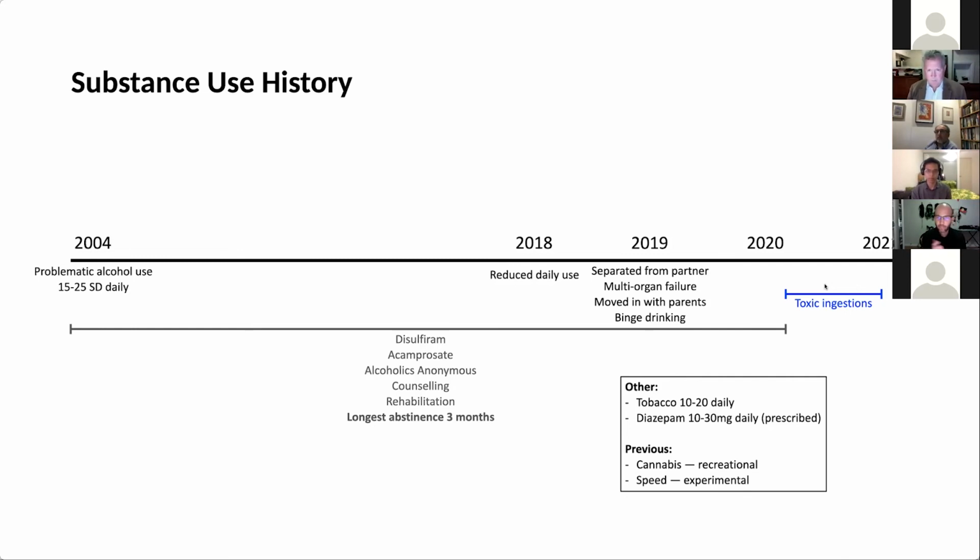During this time, a variety of different interventions were attempted: some medications, support groups, counselling, rehab, but the longest she was ever able to achieve any sort of abstinence was about a couple of months. In 2018, in response to some decline in physical health, she tried to cut down, but was still drinking every day. And in 2019, there were a few significant life events that prompted her to move in with her mother and stepfather, and finding herself unable to drink on a daily basis, she switched to a binge drinking pattern. She didn't start drinking non-potable sources of alcohol until late 2020. Otherwise, she's a daily smoker and has been using prescribed benzodiazepines for quite extended periods of time. She's dabbled in cannabis and speed in the past, but never problematically.